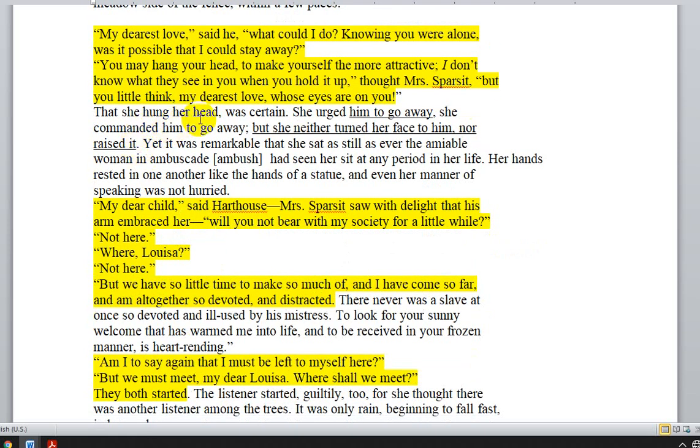That she hung her head was certain. She urged him to go away. She commanded him. But she neither turned her face to him nor raised it. Yet it was remarkable that she sat as still as ever, the amiable woman, in ambuscade. Ambuscade means ambush.